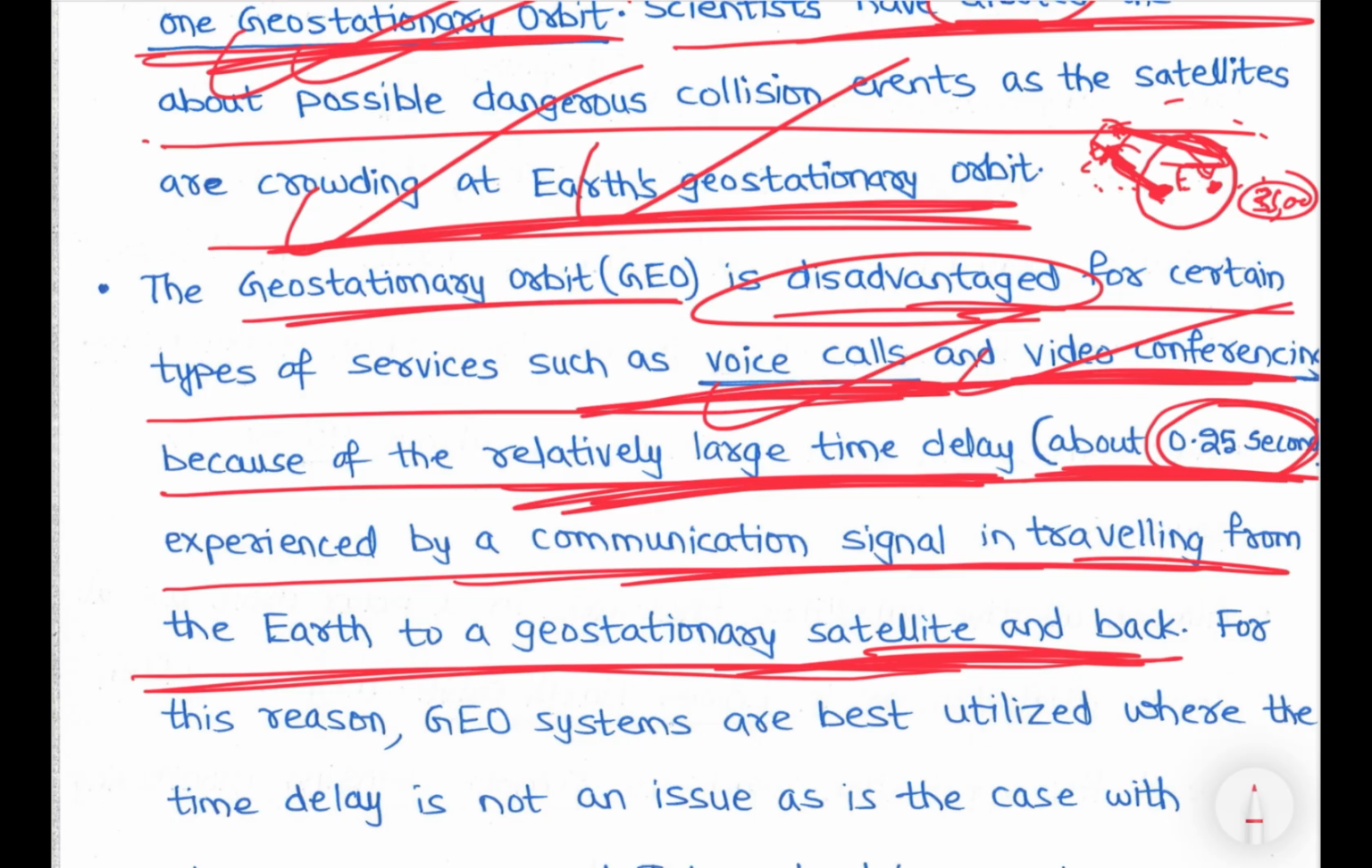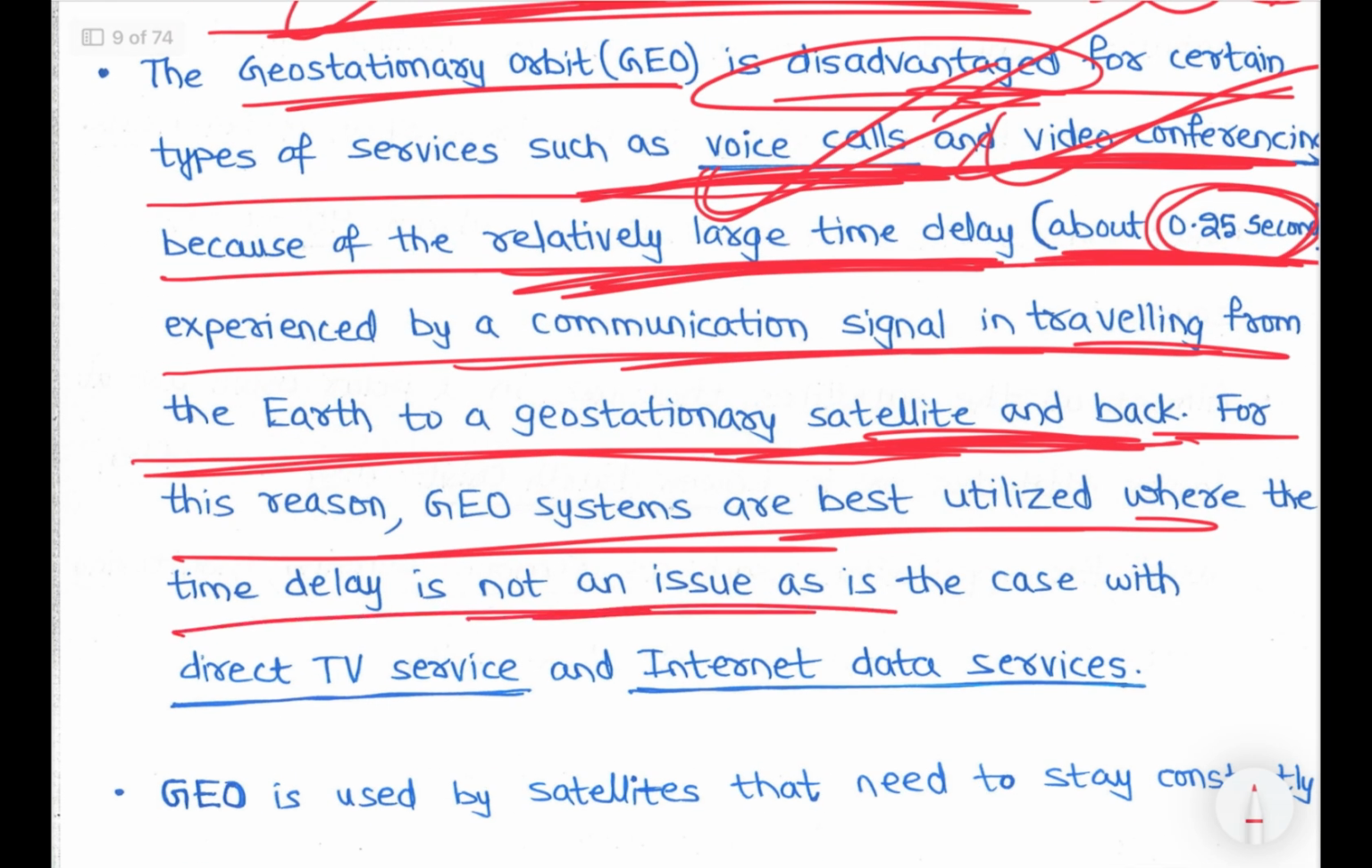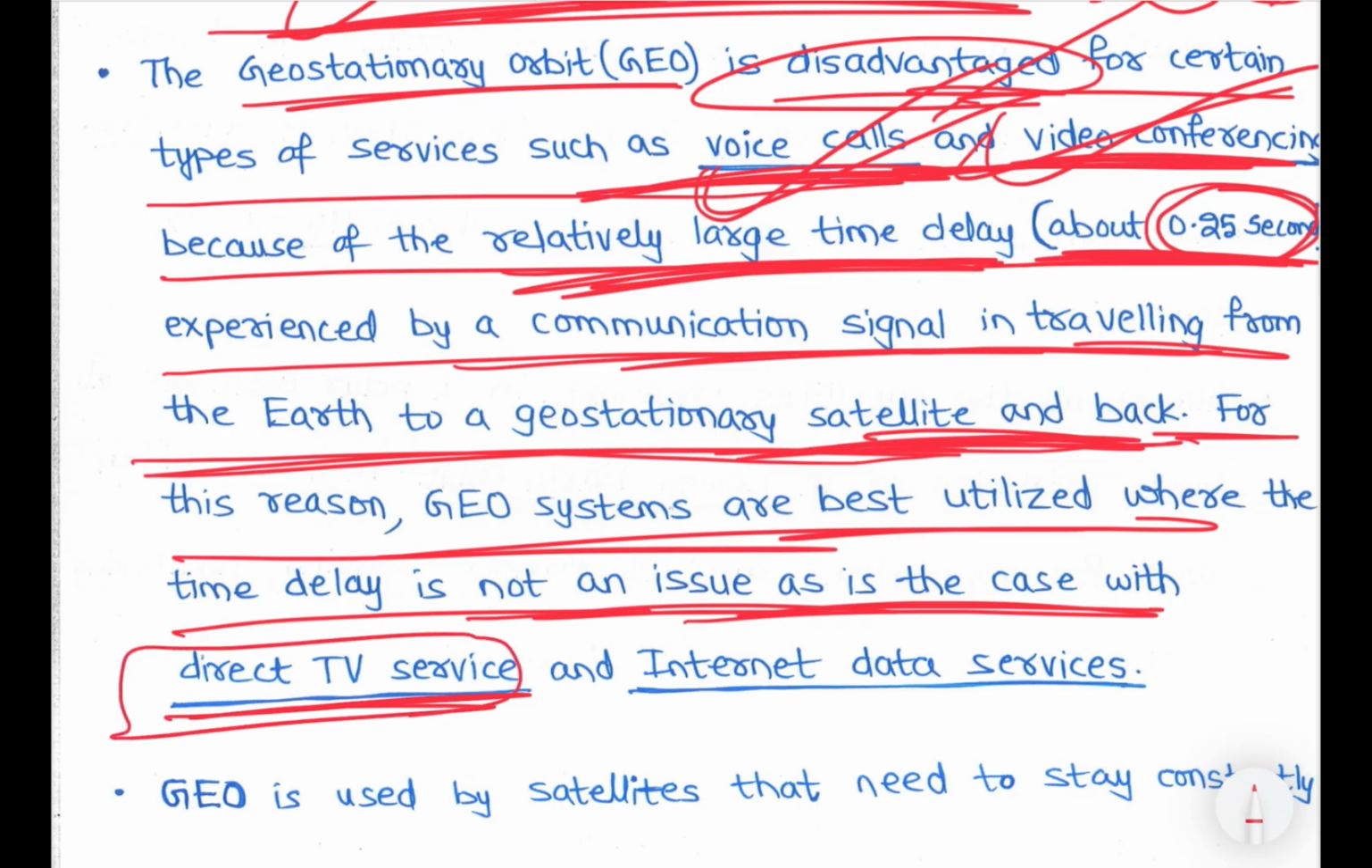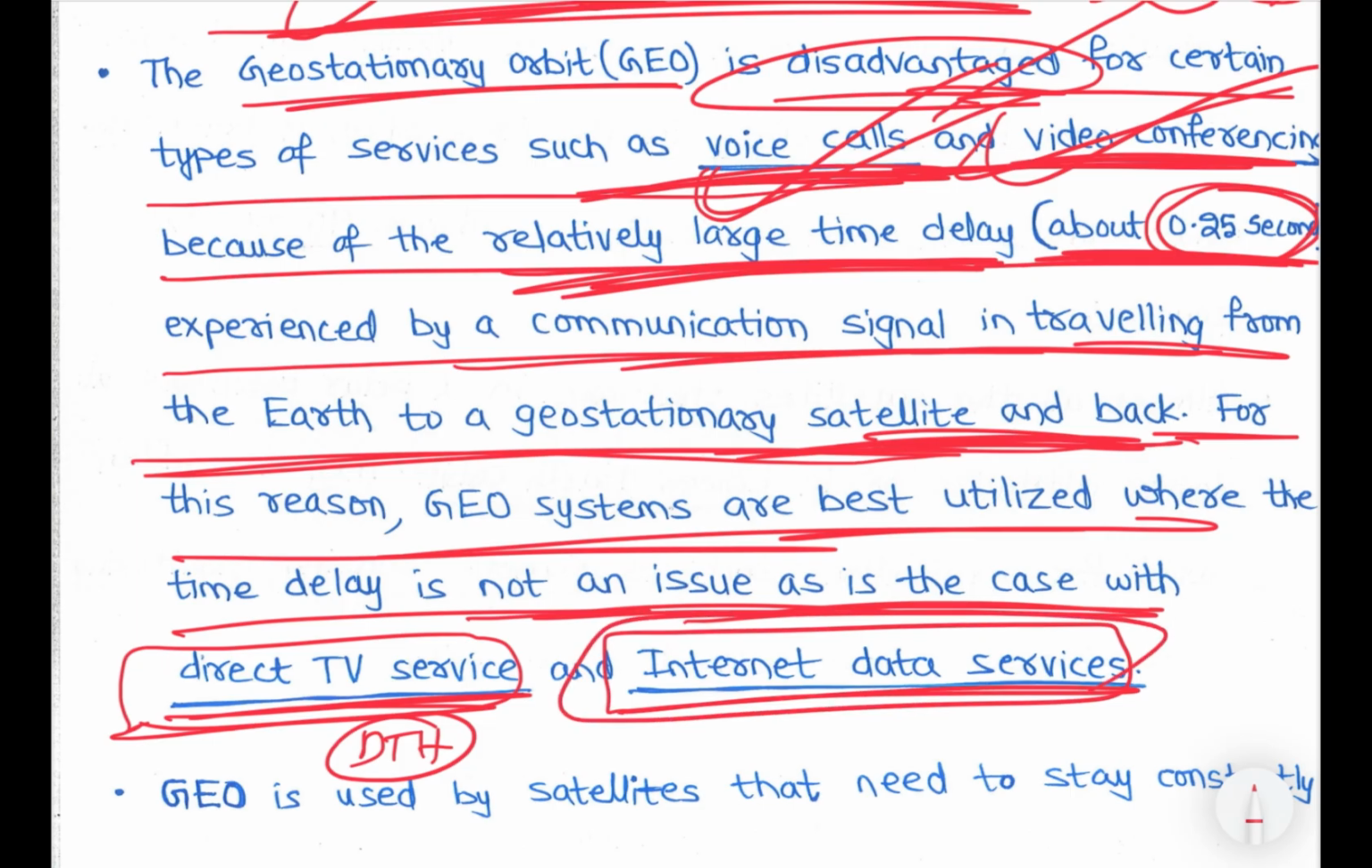So उसको बचाने के लिए, जैसे वॉइस कॉल्स है, राइट, कॉल्स में, वीडियो कॉन्फ्रेंसेस में वो काम नहीं करेगा, सो उनके लिए will be using low earth orbit, right? But other than that, जहां टाइम डिले का इश्यू नहीं है, जैसे टीवी, टेलीविजन, राइट, टेलीविजन चैनल्स में टाइम डिले का इश्यू नहीं है, so that's why for this reason, geo systems are best utilized where time delay is not an issue, as is the case of direct TV service, DTH services, and internet data services. इंटरनेट डेटा सर्विसेज में भी अगर भाई डेटा है, स्पीड चाहिए हमें, राइट, बट उसमें डेटा ट्रांसफर वगैरह में 0.25 सेकंड डिले तो नहीं होगा, तो इसीलिए इनके लिए डीटीएच.